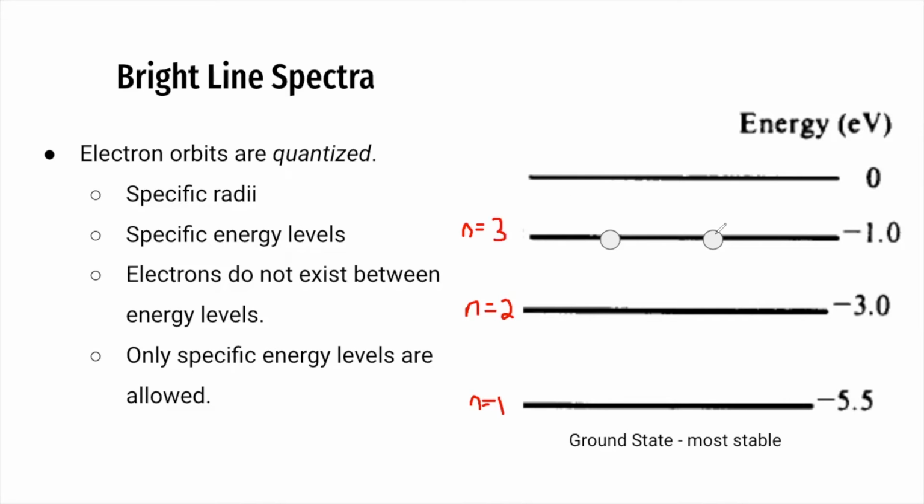They each have an energy of -1 electron volt. And in case you haven't seen this before, 1 electron volt is a very, very small unit of energy. It's something like 10 to the -19th joules is 1 electron volt. So an electron volt is a very small unit of energy.